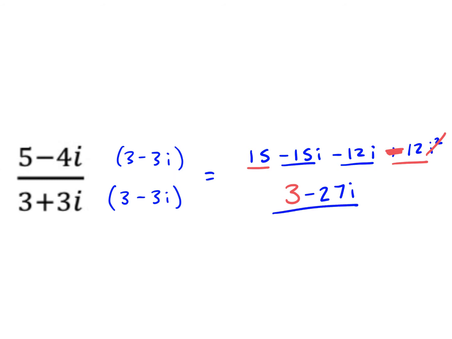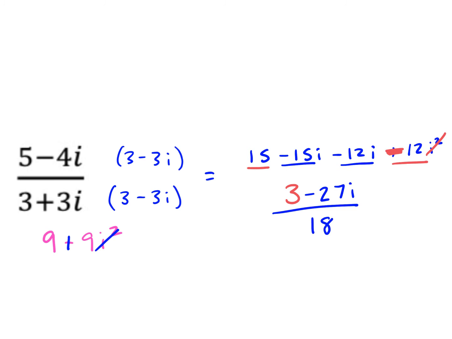So that's our top. On the bottom, we FOIL also. So 3 times 3 would be 9. The outers and the inners are going to cancel. So you multiply 3 times negative 3i and 3i times 3, and they'll cancel out. When you multiply by the conjugate, the outer and inner always cancel. And then the last ones would be negative 9i squared. What does i squared turn into? Negative 1, so it makes it a positive 9. So on the bottom we have 9 plus 9, which is 18.